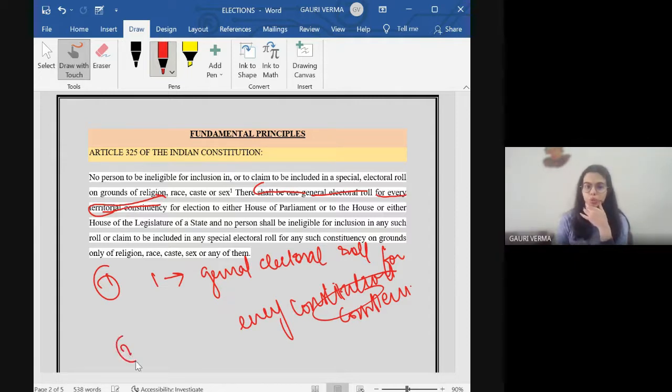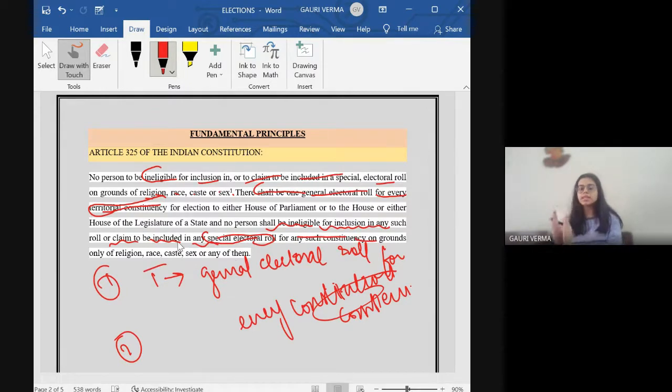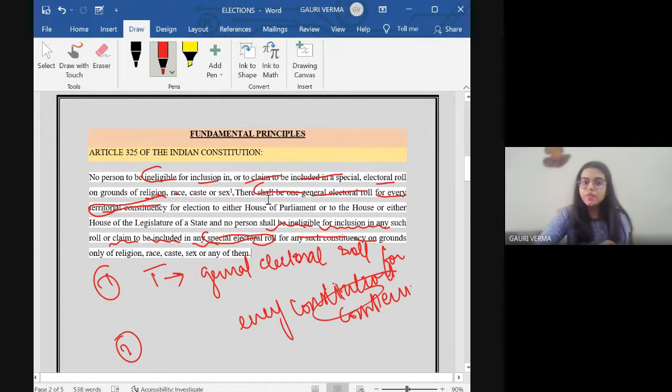Okay. Number two, no person shall be ineligible for inclusion or claim to be included in a special electoral roll on grounds of religion, race, caste, or sex. It means that there can be no discrimination on the basis of religion, race, caste, or sex. The third essential is that no person shall be ineligible for inclusion in any such roll or claim to be included in any special electoral roll for any constituency on grounds only of religion, race, caste, sex, or any of them. It means you can neither be excluded for this, nor be included in a special roll for religion, race, caste, sex, or any of them. This is provided under Article 325 of the Constitution.